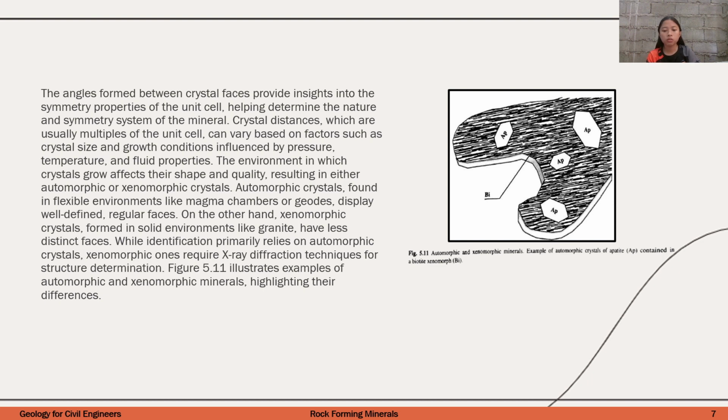Sa xenomorphic crystals naman, nagpo-form siya sa solid environments like granite, where kailangan nilang mag-compete sa space with other minerals. And dahil doon, they don't have such clear faces, unlike automorphic crystals. So in terms sa identification strategies, ang automorphic crystals, ma-identify siya directly using guides, while ang xenomorphic crystals, kailangan pa ng X-ray diffraction para i-analyze ang kanyang internal structure.